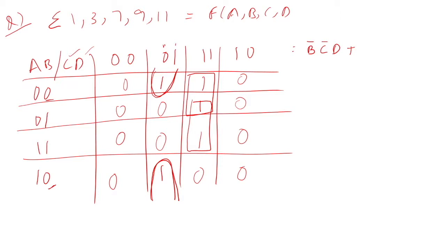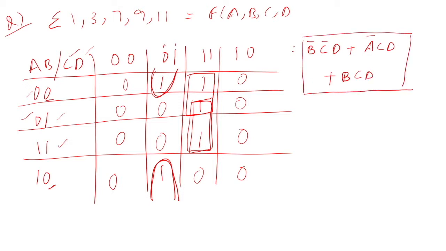Here what is common? A is common with the 0, hence A bar. Now C and D are common, both 1, then C, D, then plus for this group. Here B is common, then B, and here C and D are common, then C, D. This is the simplified form of this expression. So it's very easy to find the simplified form using K-maps.